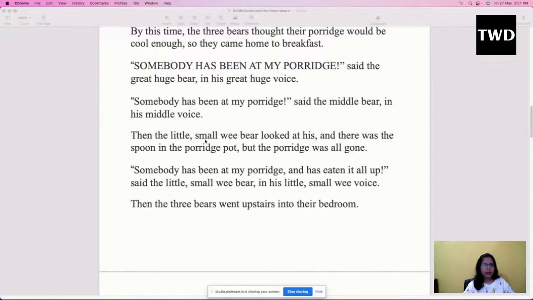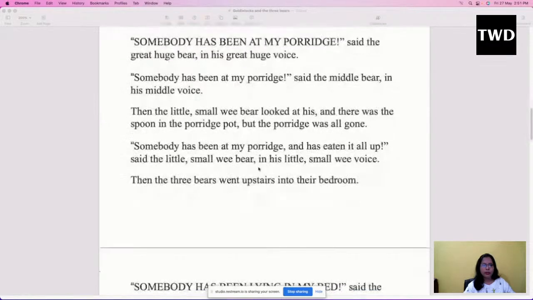Then the little small wee bear looked at his, and there was the spoon in the porridge pot. But the porridge was all gone. "Somebody has been at my porridge and has eaten it all up," said the little small wee bear in his little small wee voice. Then the three bears went upstairs into their bedroom.